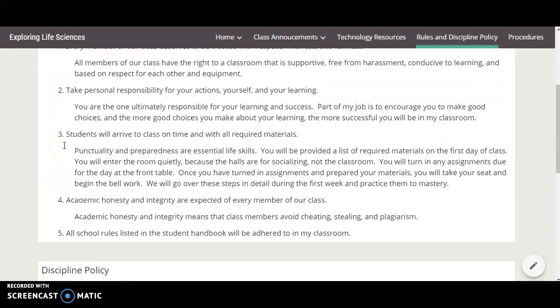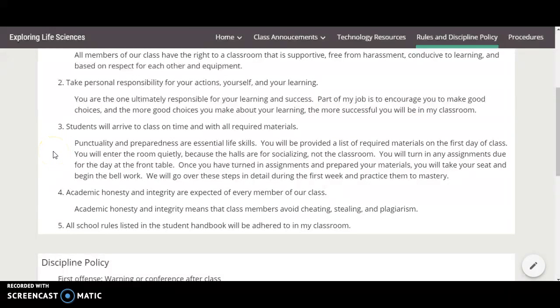Rule number 3, students will arrive to class on time and with all required materials. I've discussed the required materials with you, but you will also be provided a list of the required materials on our first day of class. You will enter the room quietly, because the halls are for socializing, not the classroom. You will turn in any assignments due for the day at the front table.